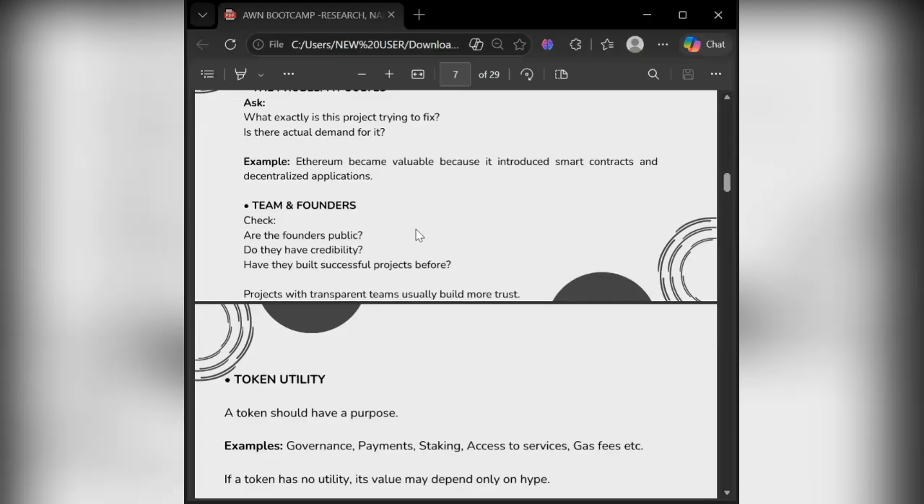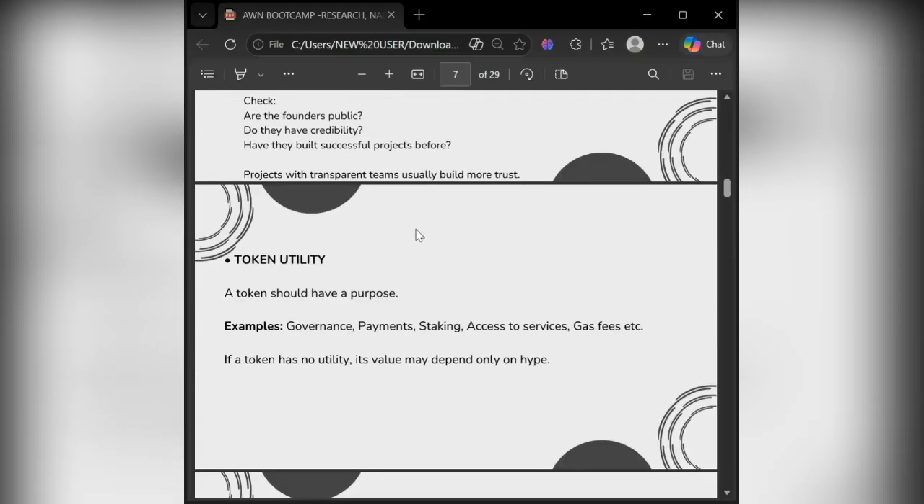So next is the token utility. The token is supposed to have a purpose. Don't just build a token out of nowhere. What is it meant to achieve? What is the purpose of this particular project? Without purpose, just know that the only purpose behind it is to steal your money and run away. A token should have purpose, for example governance, which we did in our last class. We have governance tokens, and tokens used for payments, access to services, paying gas fees, and all that.